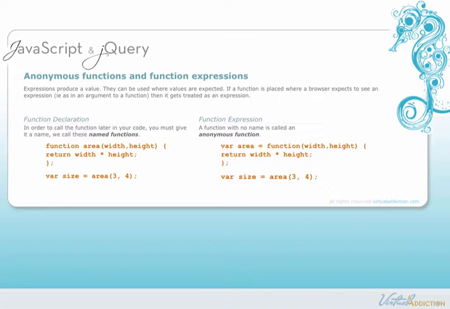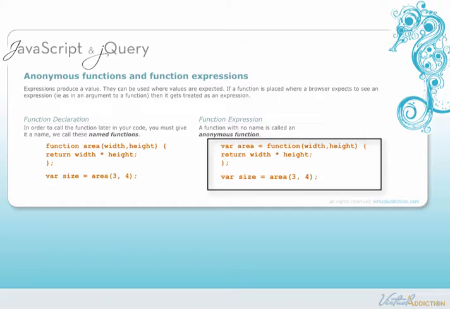In order to call the function later in the code, you must give it a name, so these are known as named functions. This example right here illustrates a function called area. We're declaring the function right here, and then we can use the name area to call it at some later point in our code. The interpreter always looks for variables and function declarations before going through each section of a script line by line. This means that a function created with a function declaration can be called before it has ever been declared.